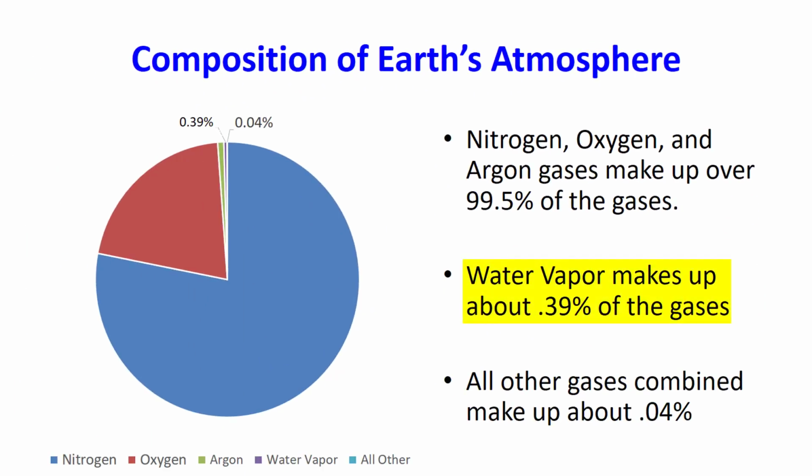Water vapor makes up about 0.39% of the gases. So you notice if you add up nitrogen, oxygen, argon, and water vapor, we're about 99.9% of all the gases in the air. All the other gases combined make up about 0.04%.